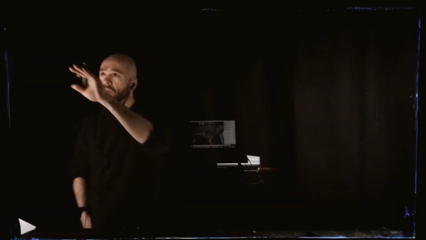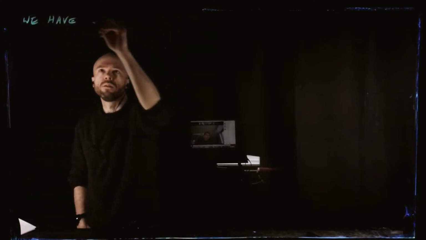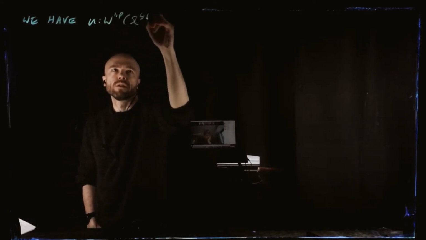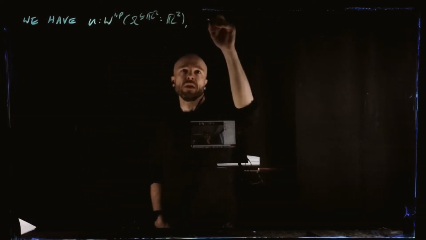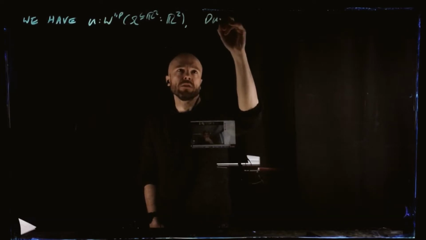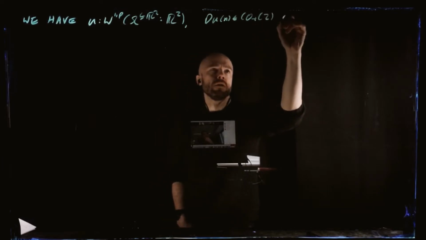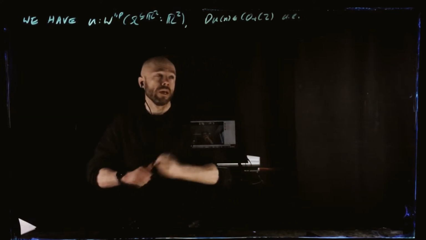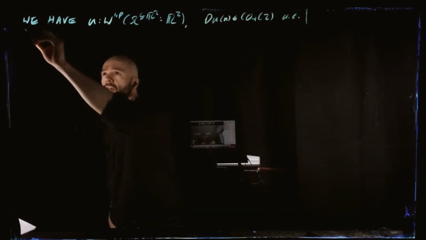So, what's our initial hypothesis? We have a function u in W^{1,p}(Ω, R²), Ω in R², into R², and it satisfies this differential inclusion almost everywhere, right? And we have the following useful facts.